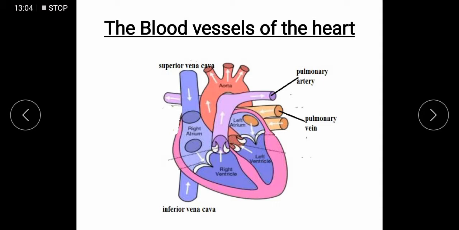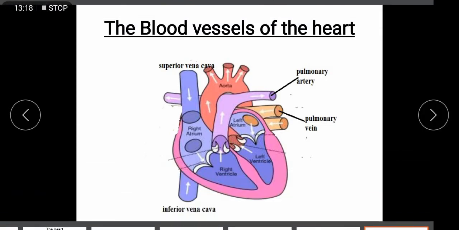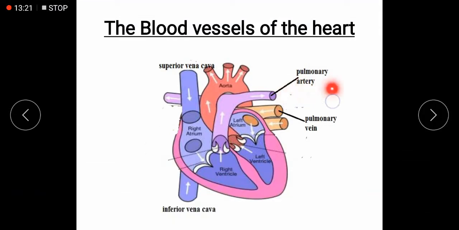Okay? What about the artery? Let's have a look at the right ventricle. The right ventricle is connected to the pulmonary artery. So the right ventricle is connected to an artery called the pulmonary artery. Also from its name, pulmonary artery: artery, it takes the blood away from the heart. Pulmonary is related to the lung. So the pulmonary artery is the blood vessel that takes the blood away from the heart.